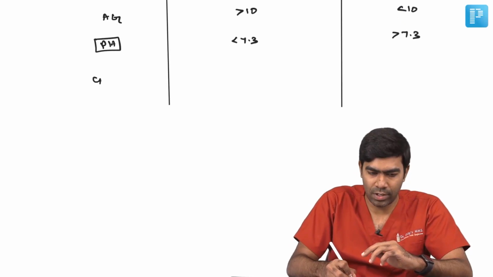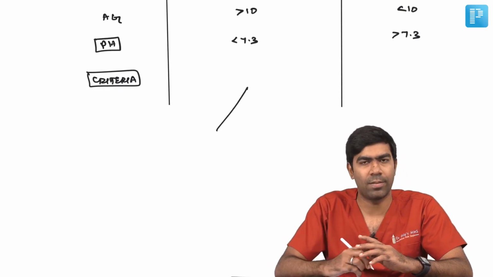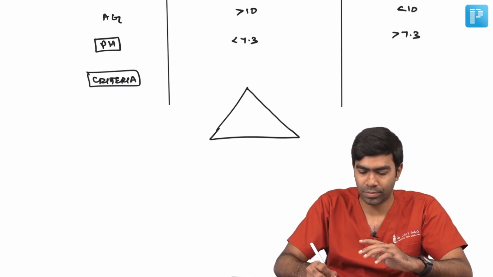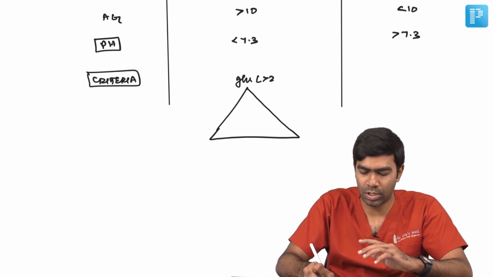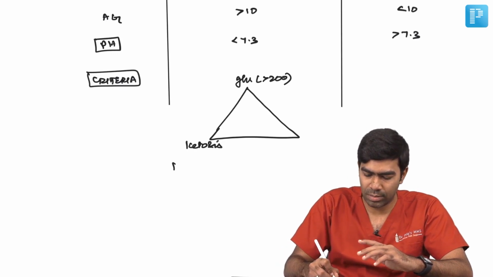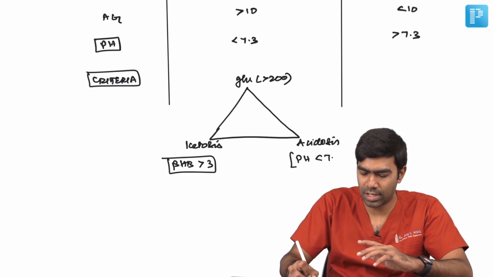So finally, we have the diagnostic criteria to tell whether it's DKA or HHS. To tell it's DKA, you need a triad. That is, you should have hyperglycemia, more than 200 is enough, and there should be ketosis, defined as plasma beta hydroxybutyrate more than 3, and there should be acidosis, defined as venous pH less than 3 or serum bicarbonate, venous bicarbonate less than 15.